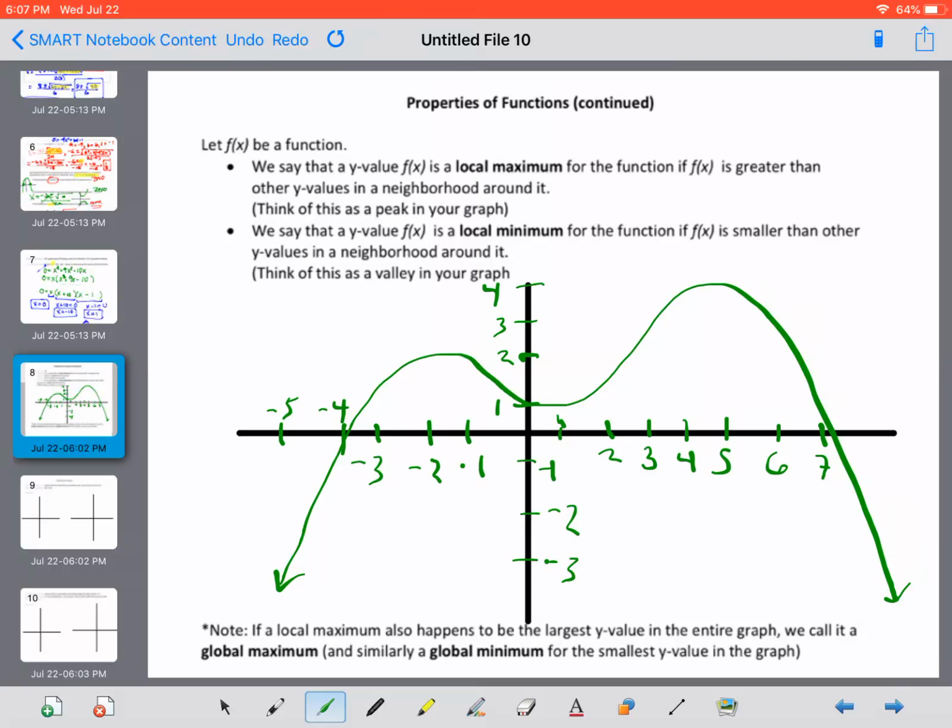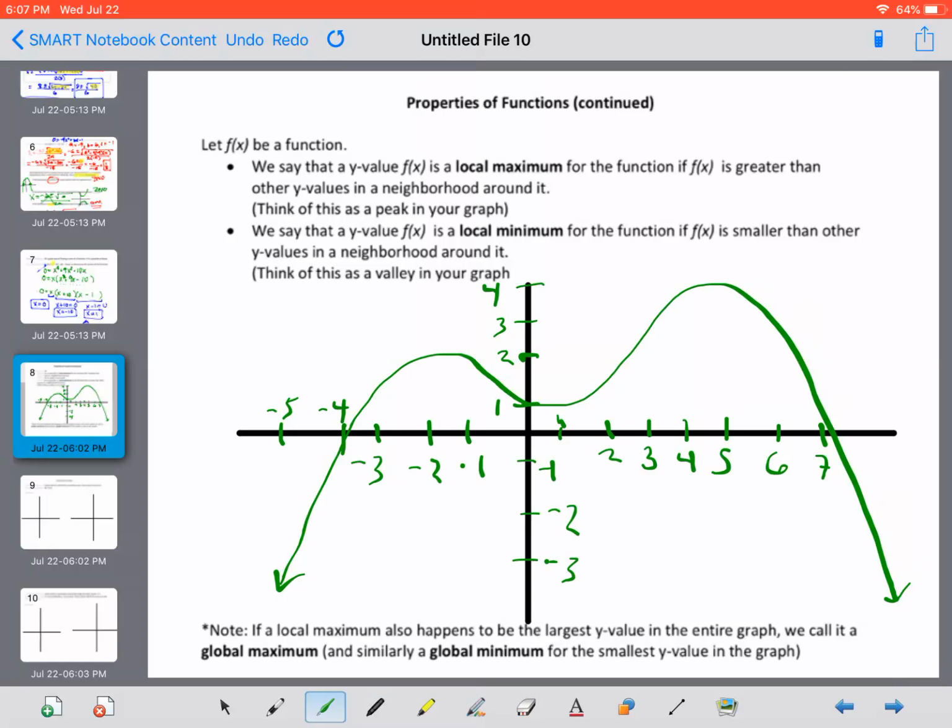We're going to wrap up talking about properties of functions today. So let's start off by letting f of x be some function. We say that any y value, f of x, remember f of x represents the output or the y value. We say a y value is a local maximum for a function if f of x, if the output, is greater than other y values, other outputs in a neighborhood around it.